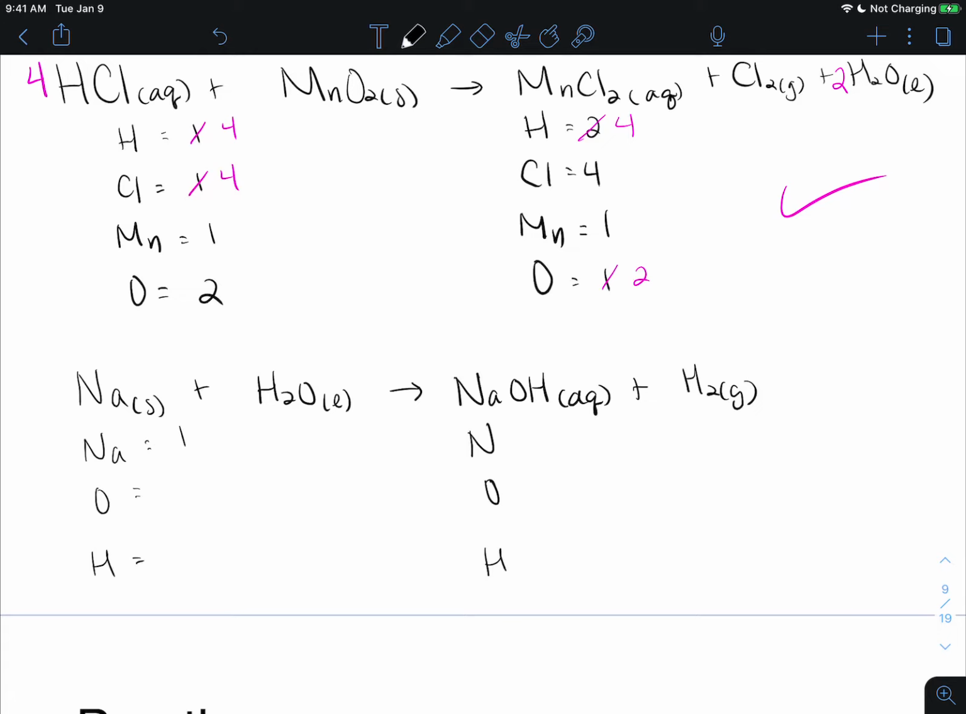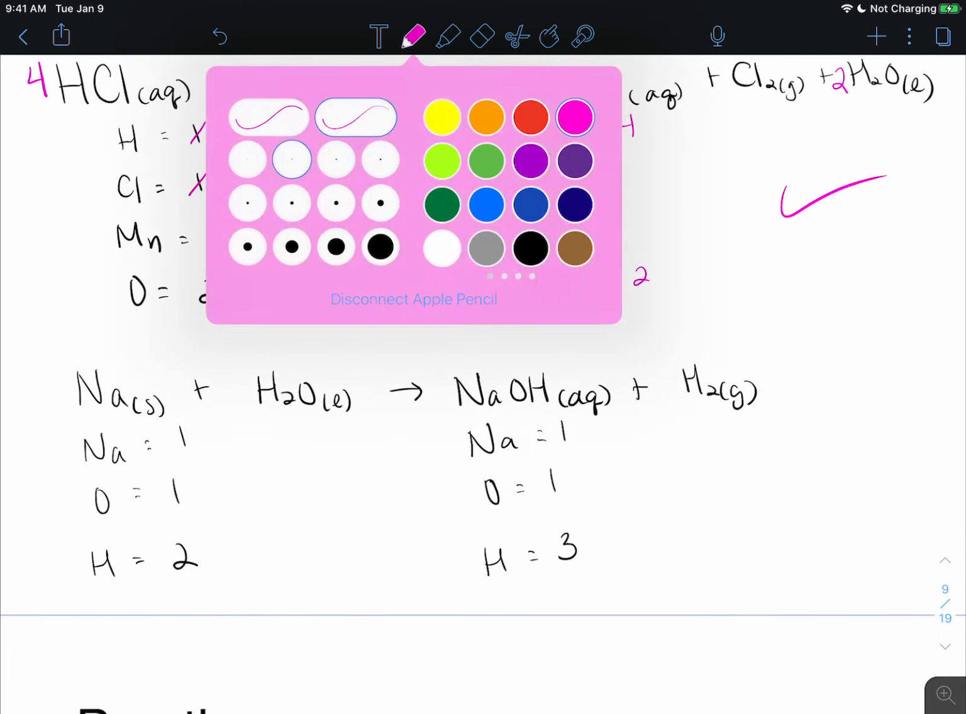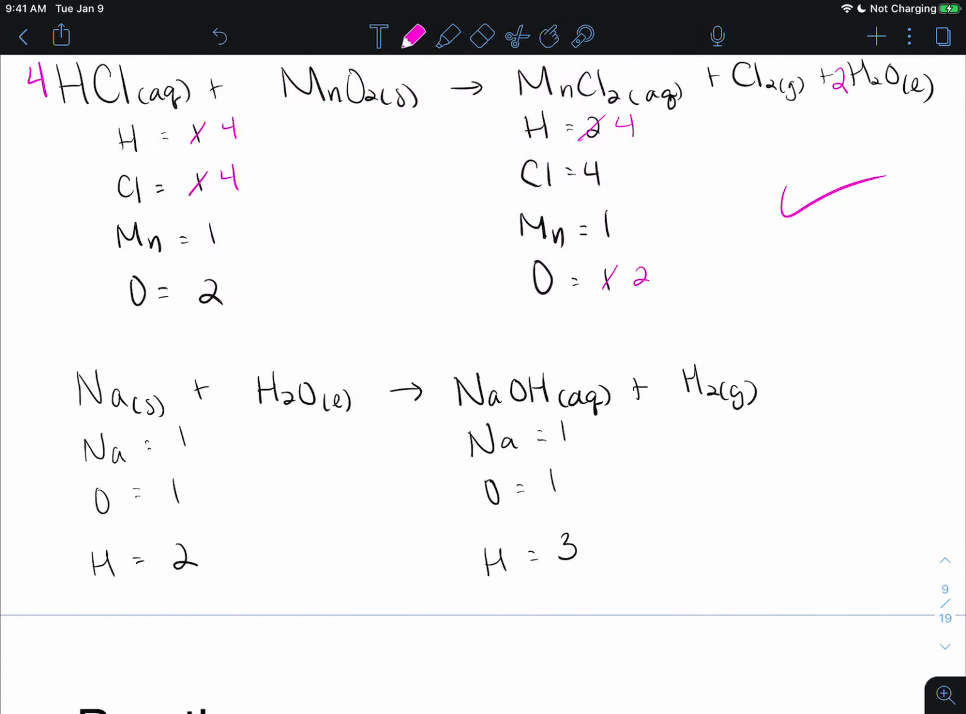We have 1 sodium, 1 oxygen, 2 hydrogens, and 1 sodium, 1 oxygen, 3 hydrogens. So let's go ahead and balance this out. Again, our metal, where we start, is good. Our oxygen is good. We're going to start with our hydrogen. So there's no way to take the 2 on the left to make it a 3.